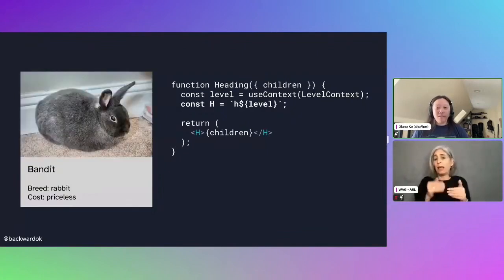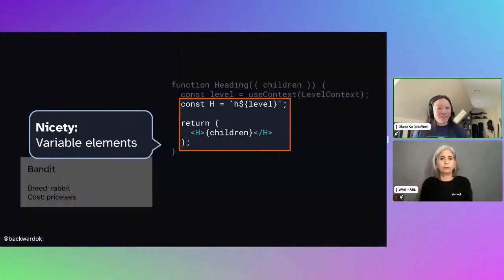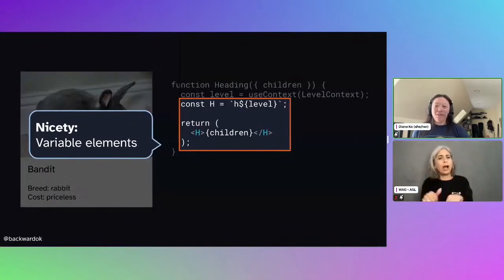Then we set a variable, h, to be a string that concatenates h with the level so that the resulting h variable will be h1 when the level is 1 and h3 when the level is 3. Then we can use the h variable as the element name that wraps the passed-in children. As it turns out, we came across another nicety while we were solving one of our difficulties, variable elements. With React, you can use a string value that matches an HTML element name and use the variable name as an element.